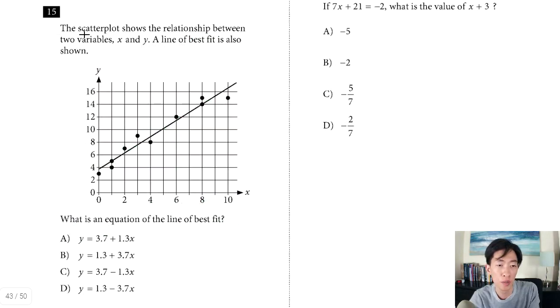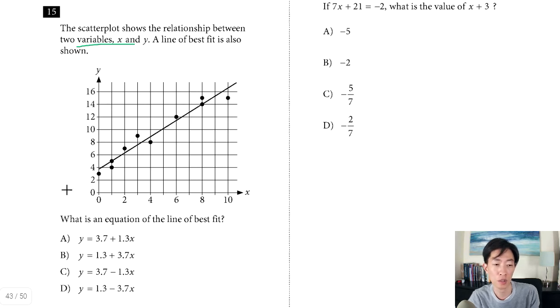Question 15, the scatter plot shows the relationship between two variables, x and y. A line of best fit is also shown. What is an equation of the line of best fit? So this is super easy because we don't even have to pay attention to the exact data points. They just want the equation of the line. And notice how the answers are set up. We're really only choosing between two values in terms of positive or negative.